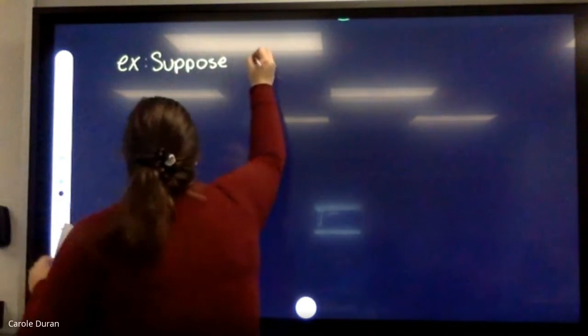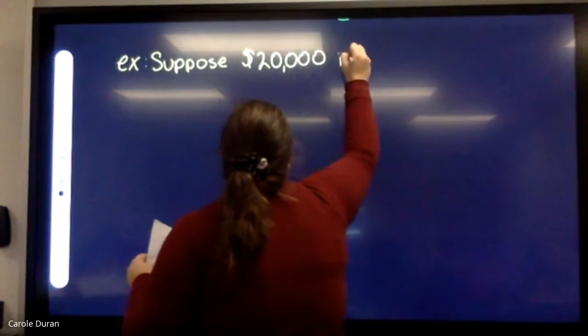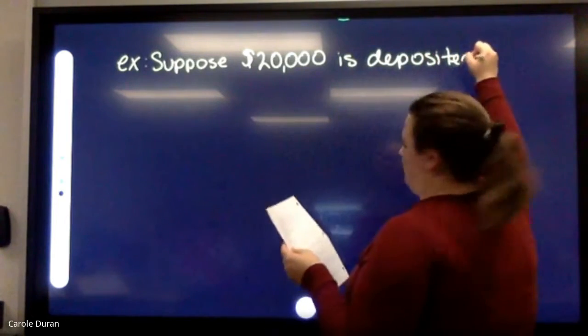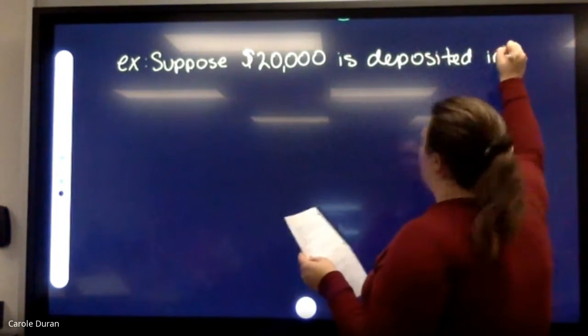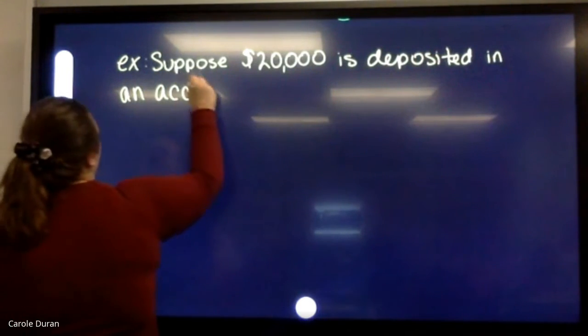Okay, so let's suppose that $20,000 is deposited into an account that pays 6% interest.